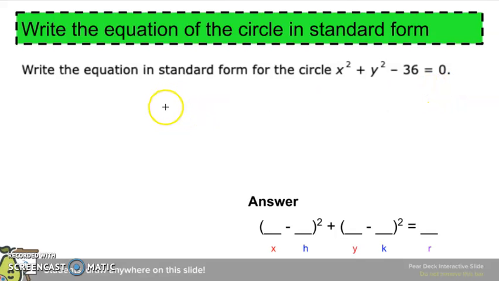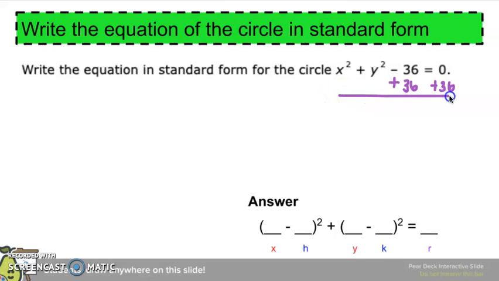Okay, so let's go ahead and go through this first example. It says to write the equation of the circle in standard form when we're given the equation x squared plus y squared minus 36 equals 0. So here I see that my x squared and y squared terms are already as simple as they can be, but I notice that I have a constant term over here that needs to be on the other side of the equation. That's going to denote our radius. So in order to get rid of negative 36, I need to do the inverse operation, which is addition. And I'm going to add 36 to both sides of the equation.